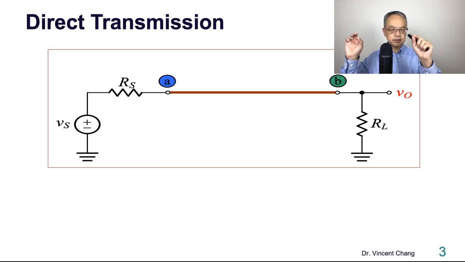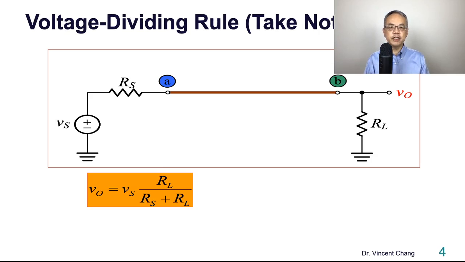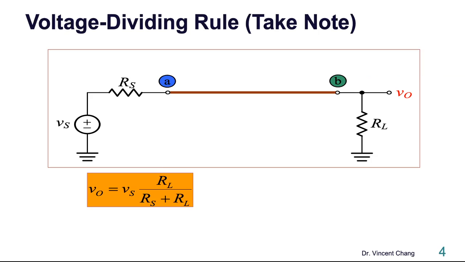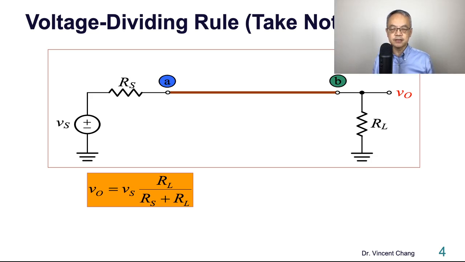So in this direct transmission case, what's the relationship between VO and Vs? Based on the voltage dividing rule, it's very easy to get the relationship between VO and Vs. VO equals Vs multiplied by a dividing factor, which is RL divided by the total series resistance of the network.